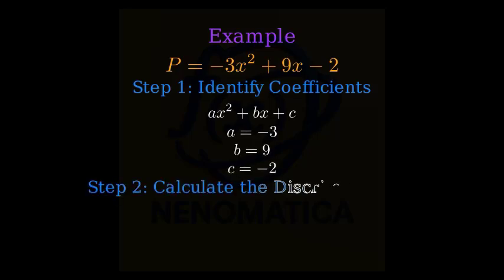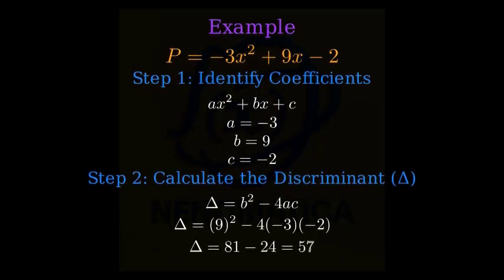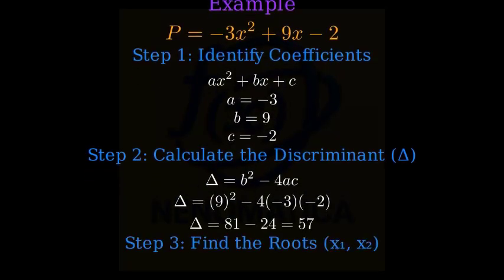Step 2. Calculate the discriminant delta. Delta equals b squared minus 4ac. Substitute. Delta equals parenthesis 9 close parenthesis squared minus 4 times negative 3 times negative 2. That is 81 minus 24, which equals 57. Step 3. Find the roots using the quadratic formula.